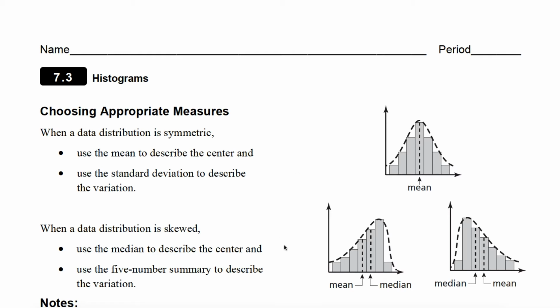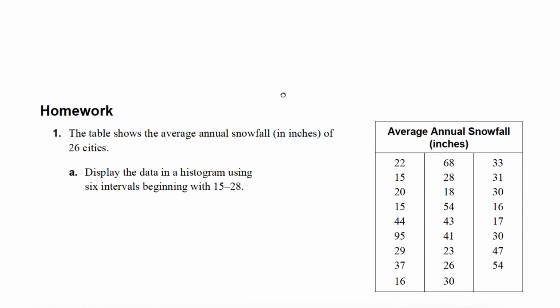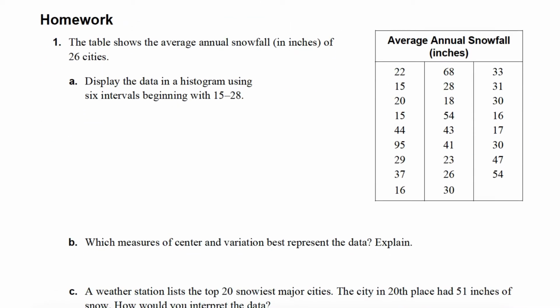This video is for 7.3 talking about histograms. In this we've got to evaluate and actually create a couple histograms. In this one we've got a list of numbers and we're asked to create a histogram with 6 intervals beginning with 15 to 28. So that means I'm going to have 6 columns.